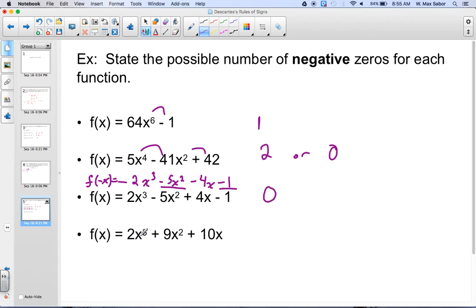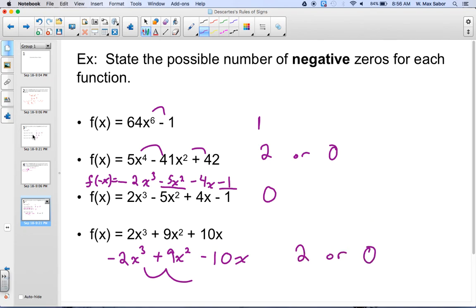This last one, if we put in negative x for this, then we get negative 2x cubed, because that's an odd exponent. That is, the negative x squared is still x squared. And when we replace x with negative x, 10x becomes negative 10x. So this has 1, 2 sign changes. So there are 2 or 0 negative zeros.